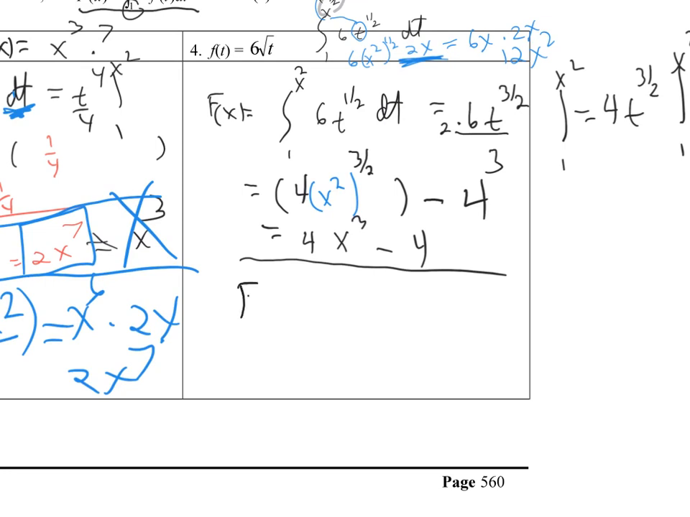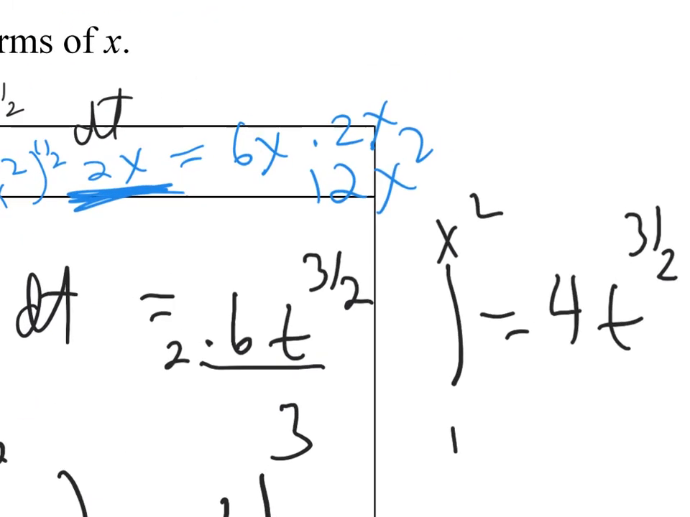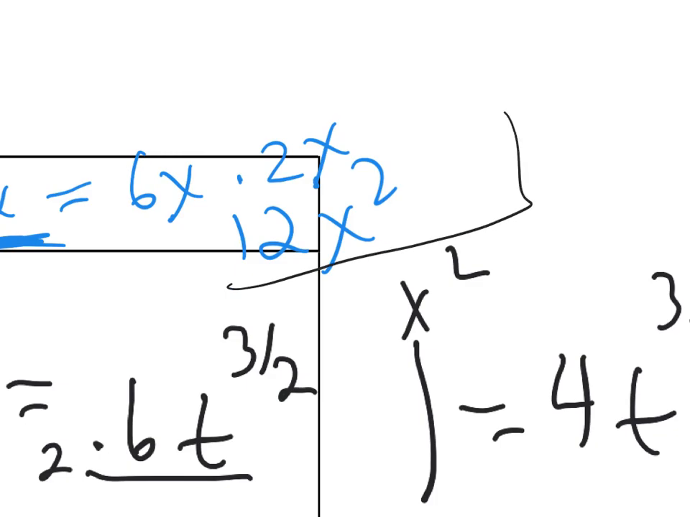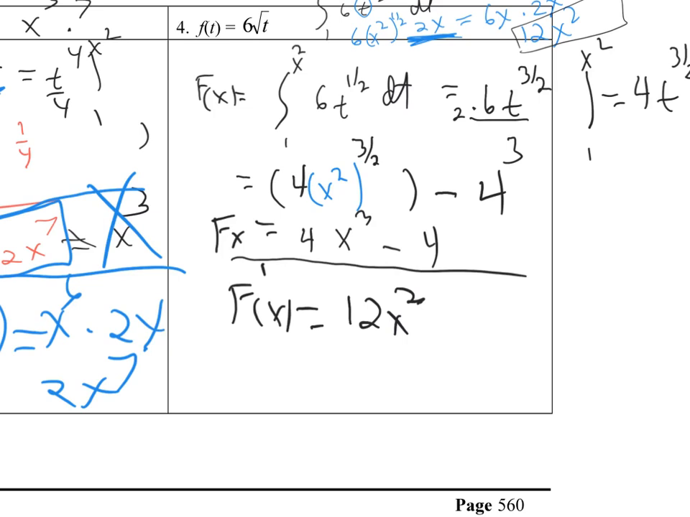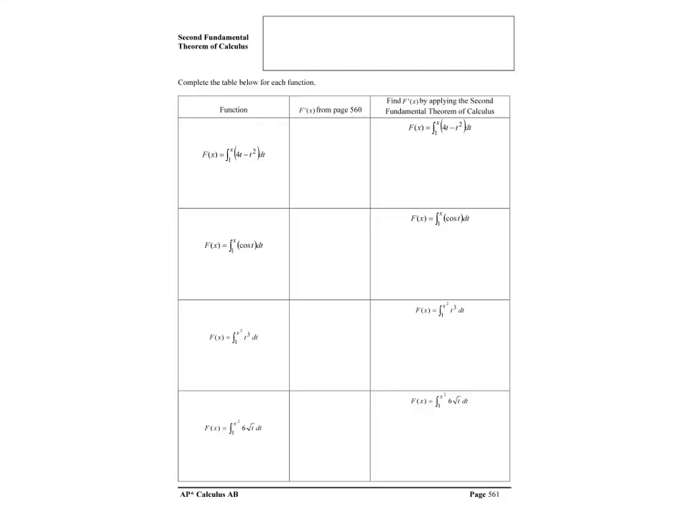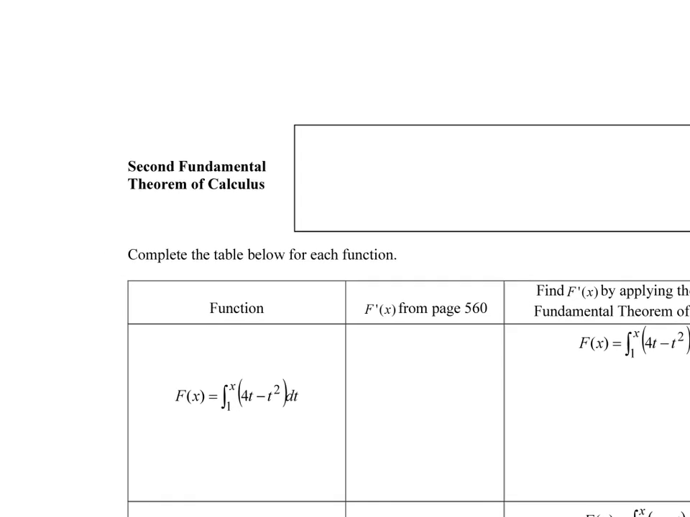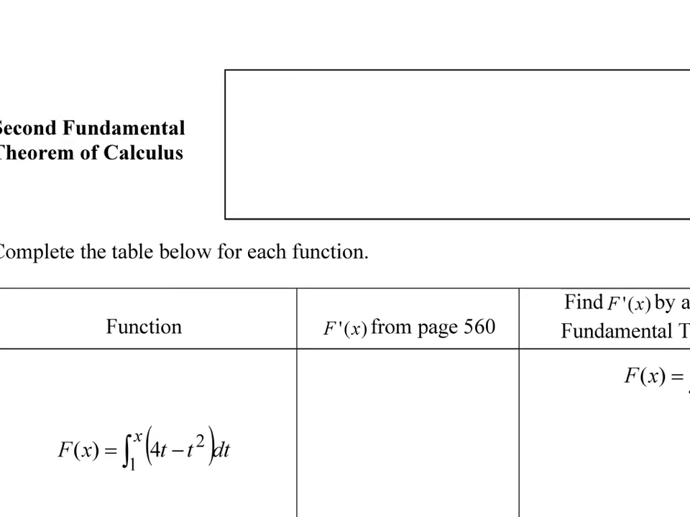Okay. F prime of x, the derivative of big F of x, should be 12x squared plus 0. Drum roll. 12x squared plus 0. This is called the second fundamental theorem of calculus. Kind of cool, isn't it? Sure it is.